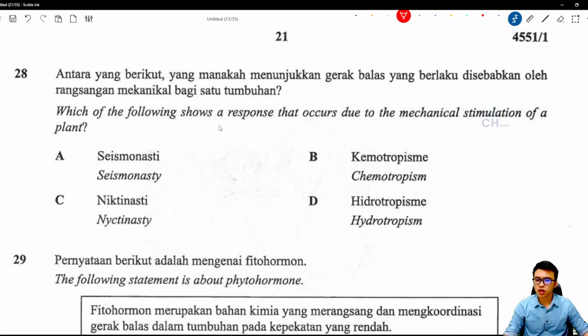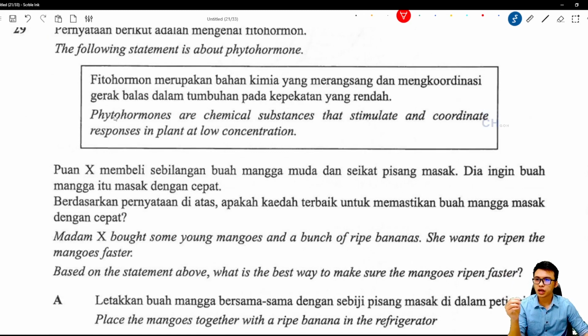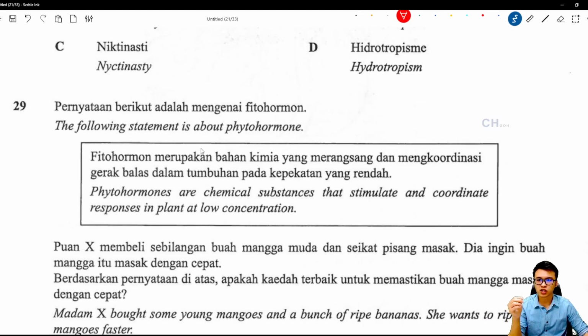Alright guys, next one. Question 28. Which of the following shows a response that can occur due to the mechanical stimulation of plants? For mechanical stimulation, the answer here should be seismonasty. It is a response where when you touch a mimosa, it starts to close. That is called seismonasty.